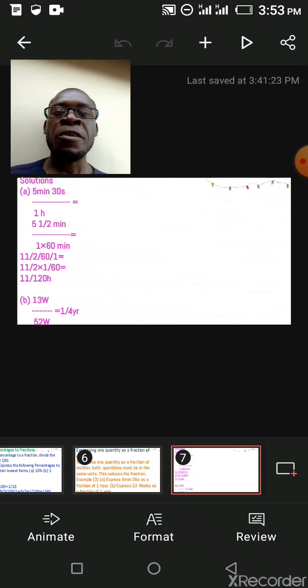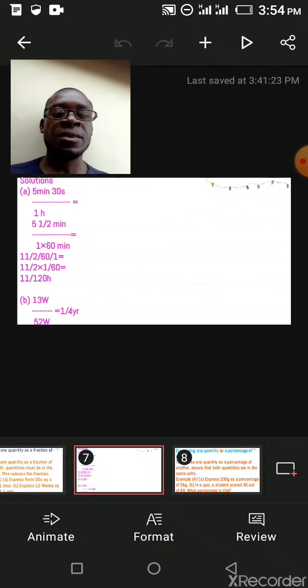So we have 11/2. How do we get 11/2? 2 times 5 is 10, plus 1, 11. 11/2 all over 60/1, which is equal to 11/2 times 1/60, which is equal to 11/120 hour. B. 13 weeks all over 52 weeks. You know there are 52 weeks in a year, which is equal to 1 over 4 year.